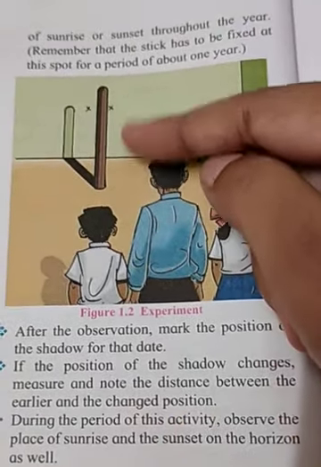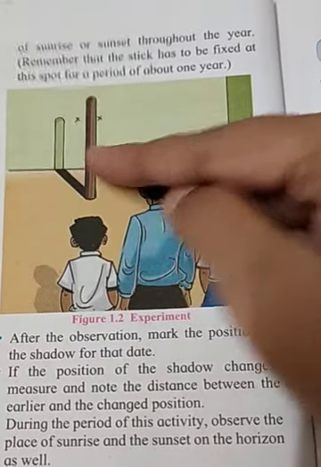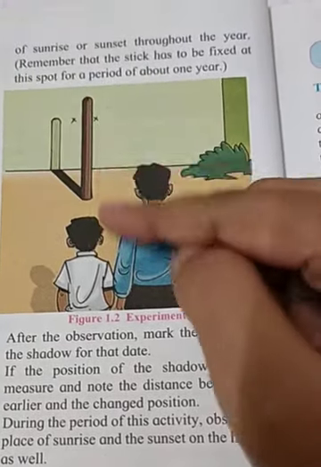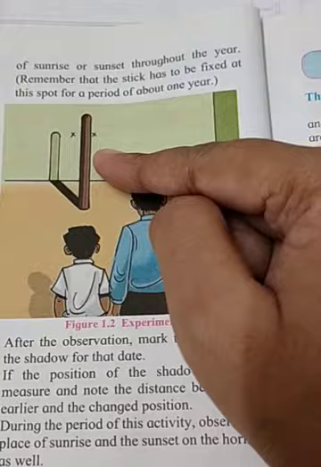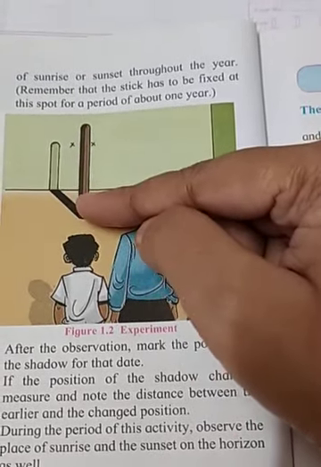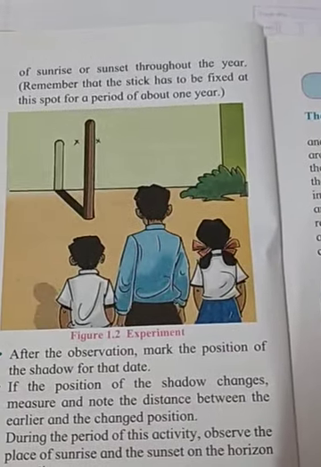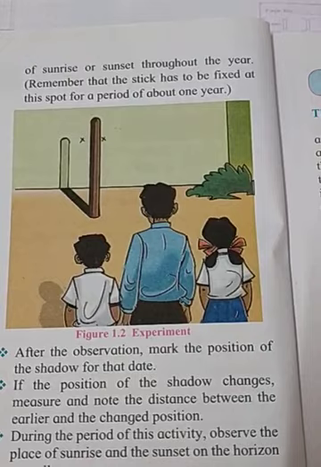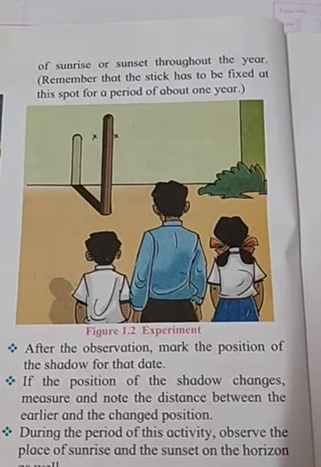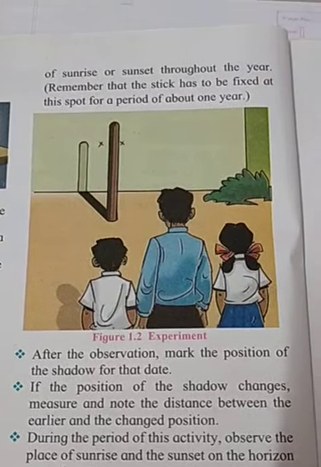That means in the morning at 10 o'clock you have to measure the shadow. After that, afternoon 12 o'clock, then 4 o'clock in the evening, then night time. You have to see the position of the shadow. Definitely it is going to change. Sometimes it may be larger, sometimes it may be shorter. That means it depends on the atmospheric changes also. Okay, now you understand this concept.